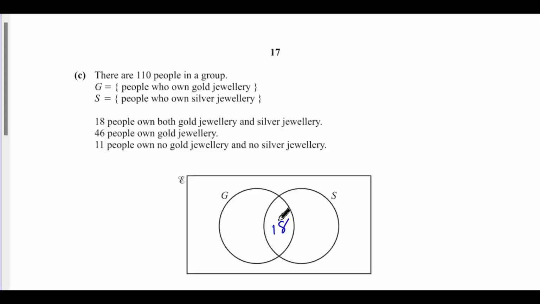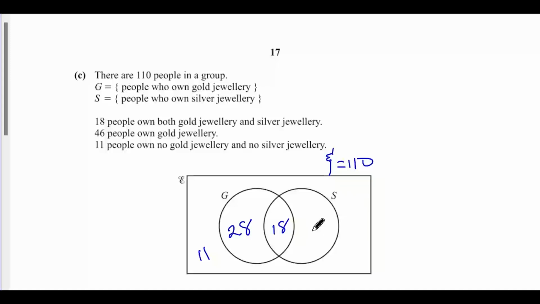And 46 own gold jewelry. So if 46 own gold jewelry and you have 18 here, you can easily do 46 minus 18. That will give you 28 here. That is gold only. Then 11 people own no gold jewelry and no silver jewelry, so 11 will be here. The total population will be here, and that is 110.